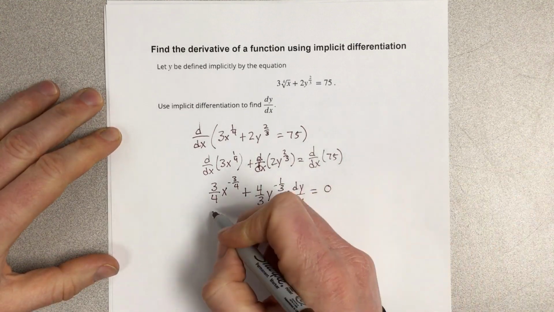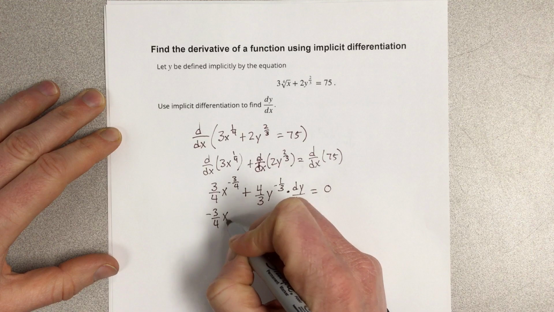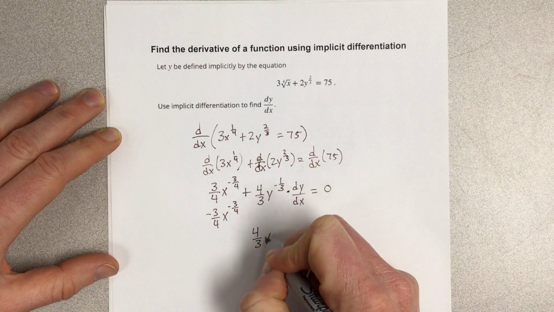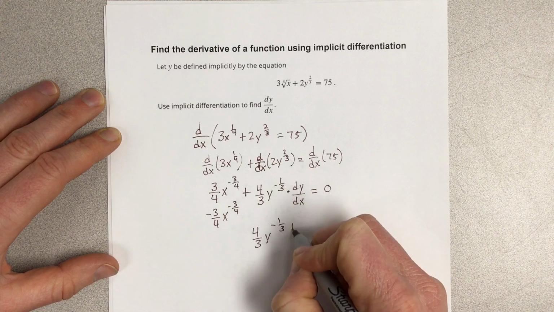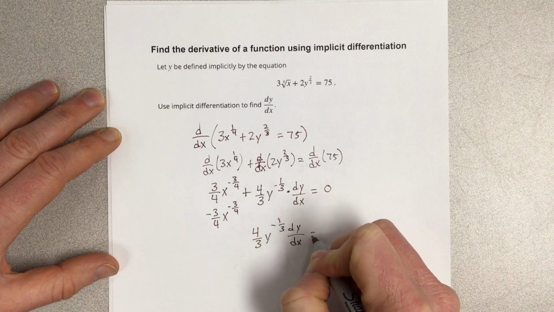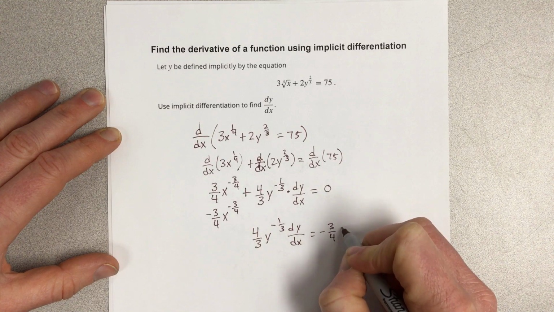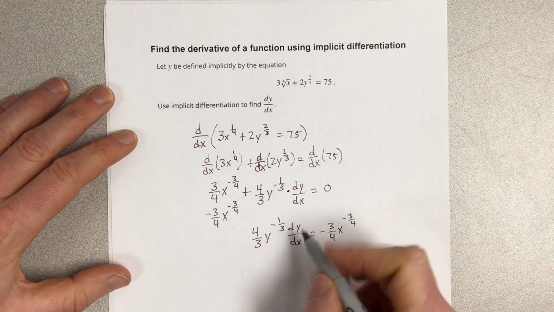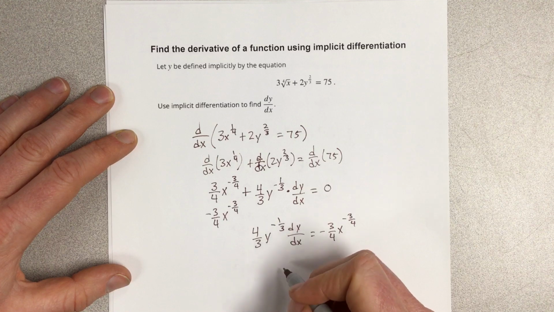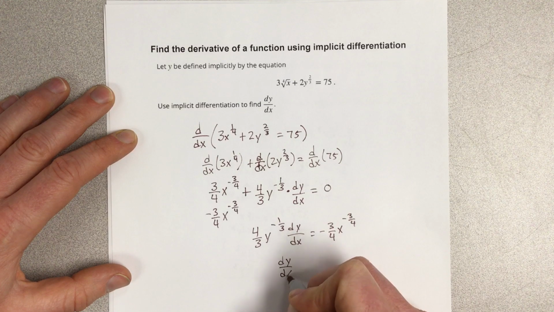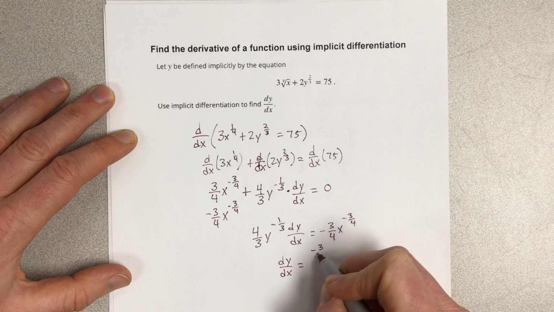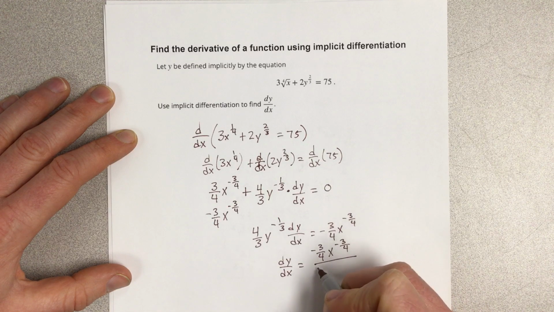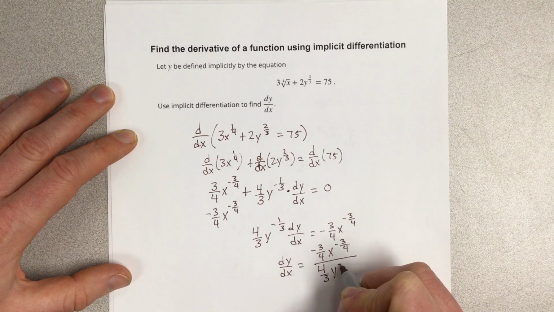So we're going to subtract 3 over 4 x to the negative 3 over 4 to the other side, and we end up with 4/3 y to the negative 1/3 dy/dx is equal to negative 3 over 4 x to the negative 3 over 4. Then we're going to divide across, and we end up with dy/dx is equal to negative 3 over 4 x to the negative 3 over 4 over 4/3 y to the negative 1/3.